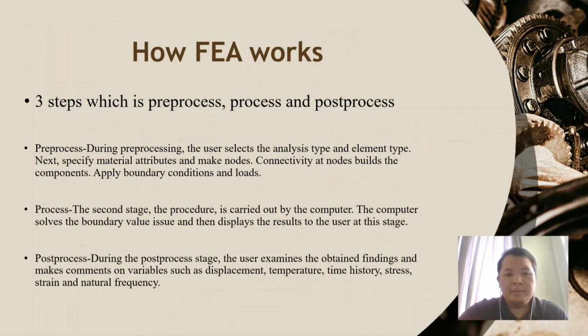And now I'm going to explain how FEA works. So there are three important steps during this FEA process, which are the pre-process, process, and post-process. During pre-process, the user selects the analysis type and element type. Then next, they specify the material attributes and make nodes. Connectivity at nodes builds the component, and then they apply boundary conditions and loads. Second one is process. At this stage, the procedure is carried out by the computer. The computer will solve the boundary value problem and then display the result to the user.